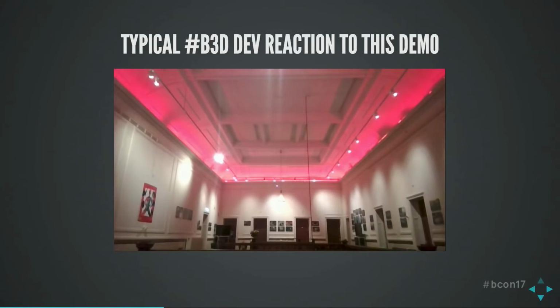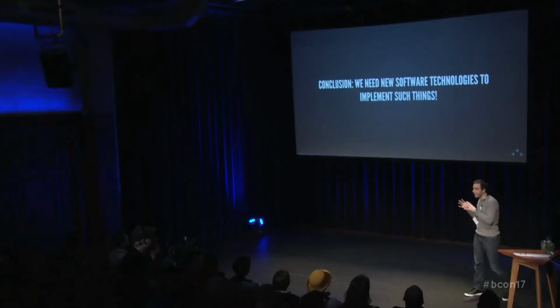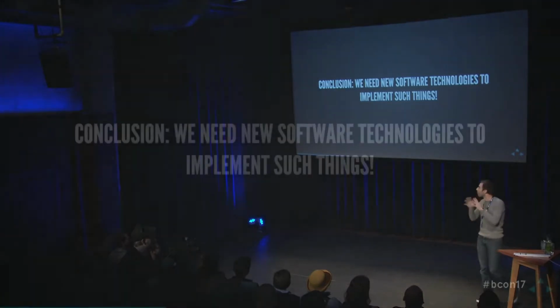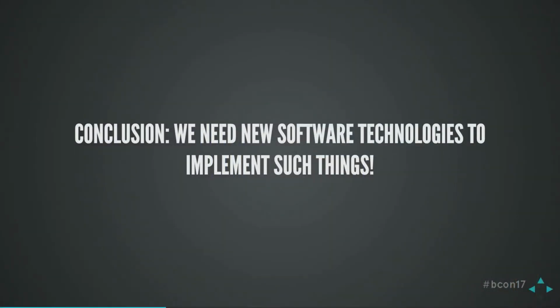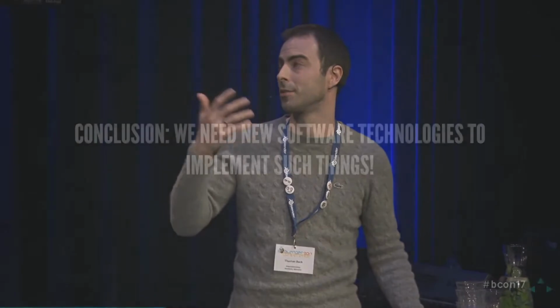But Clément didn't. Clément was hiding for 2 years in a cave and programmed so much. And he came up with Eevee, and we need new software technologies to implement such things. Because his Eevee development was forking Blender, and he was changing all kinds of stuff. And we then had to decide how we implement all that into our trunk, so into our master Blender.